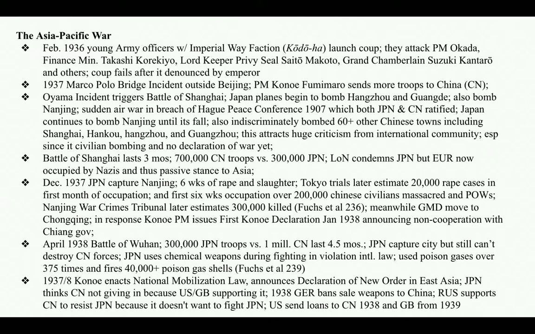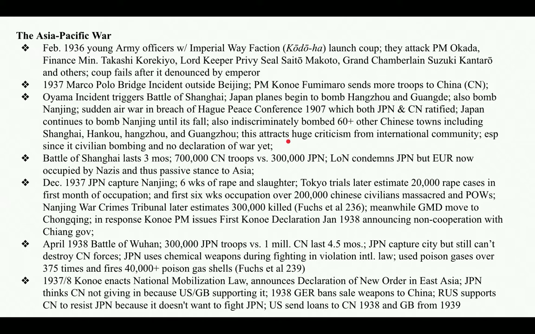And this indiscriminate bombing by Japanese Navy planes at this time was in breach of the Hague Peace Conference of 1907, which both Japan and China had ratified. But Japan continued to bomb Nanjing until its fall in December of 1937, and indiscriminately bombed 60-plus other Chinese towns, including Shanghai, Hankou, Hangzhou, and Guangzhou. This attracted huge criticism from the international community, especially since this was, as I mentioned, indiscriminate civilian bombing, and there had been no official declaration of war yet.